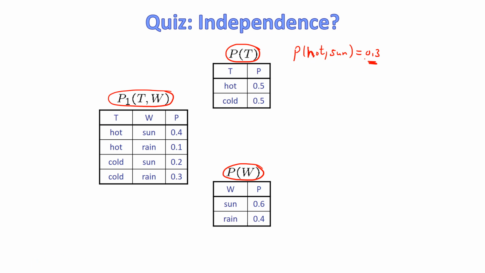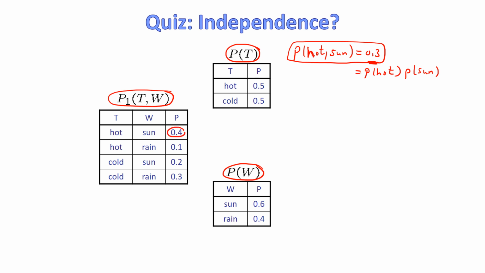Okay, can you tell me what should be the value in this case if they are independent? Why? If these two variables are independent, this value should be probability of hot times probability of sun, right? What is probability of hot times probability of sun? 0.3. Is that the value that we see in the joint probability table?